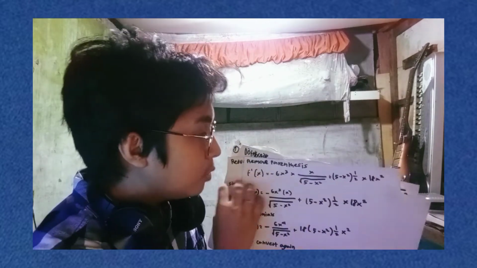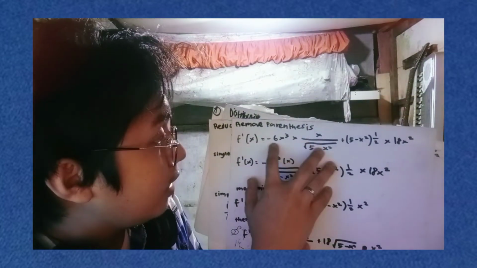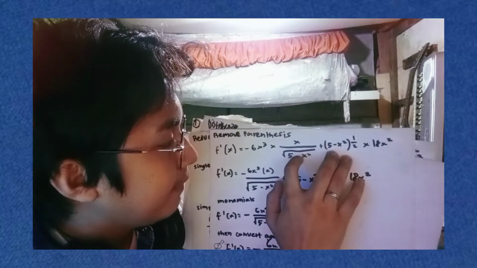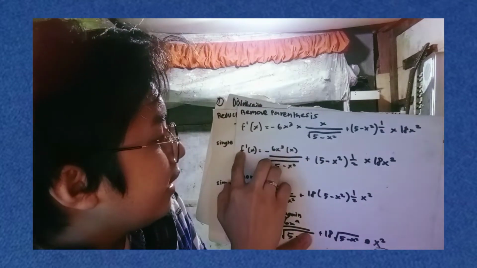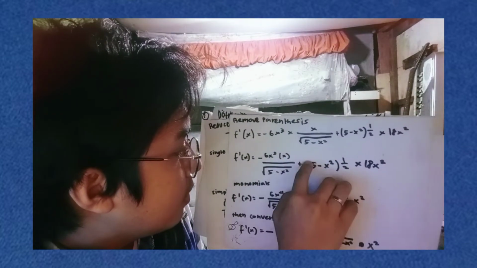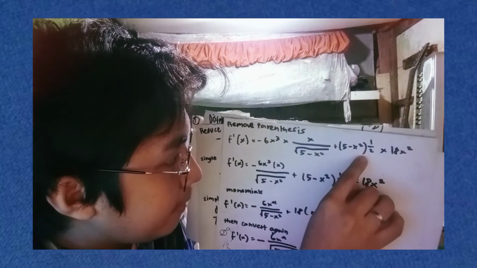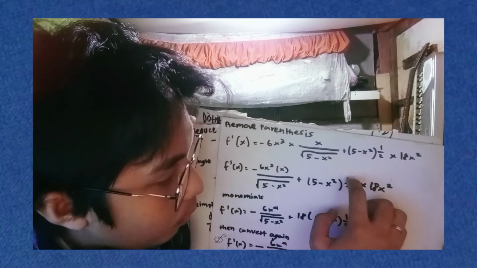Number 3, we will remove the parentheses of the terms. So f1 of x equals negative 6x cubed times x over square root of 5 minus x squared plus 5 minus x squared raised to 1 half times 18x squared. Then it will become negative 6x cubed times x over square root of 5 minus x squared plus, copy again this term, the quantity 5 minus x squared raised to 1 half times 18x squared.